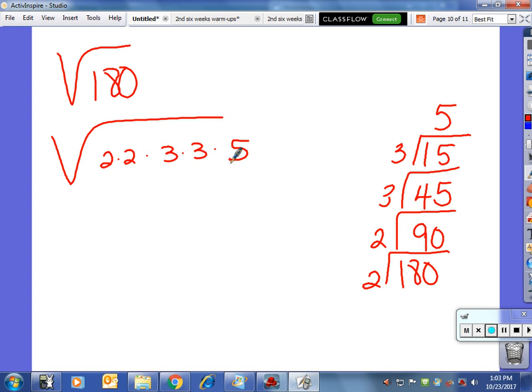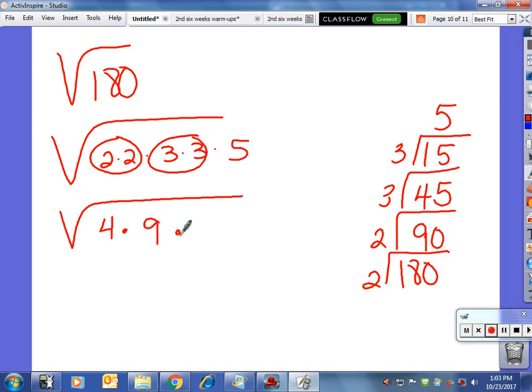Now, please watch this part carefully. There's more than one way to do this. Every pair makes a perfect square. So what perfect squares have I really found? 9 and 4. 2 times 2 is 4, and 3 times 3 is 9, and then the only thing left that's not perfect is the 5.